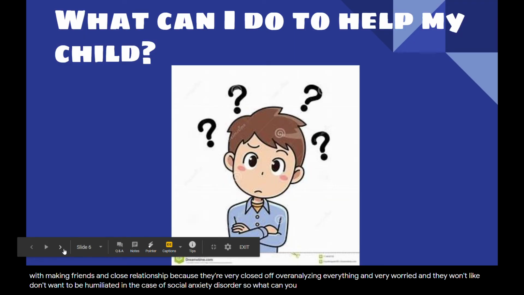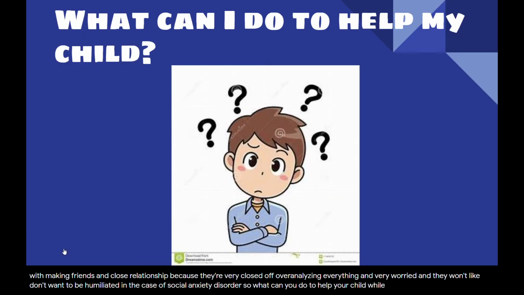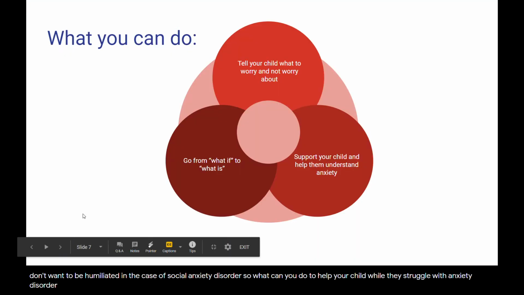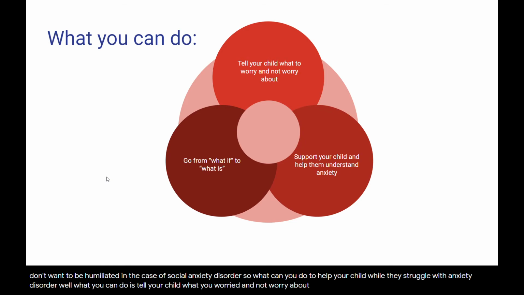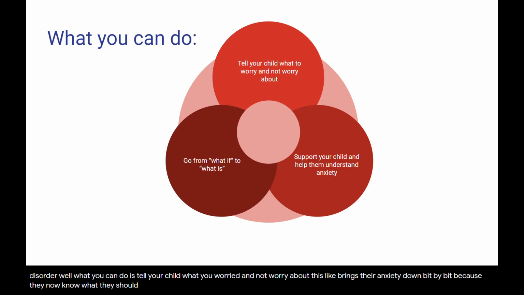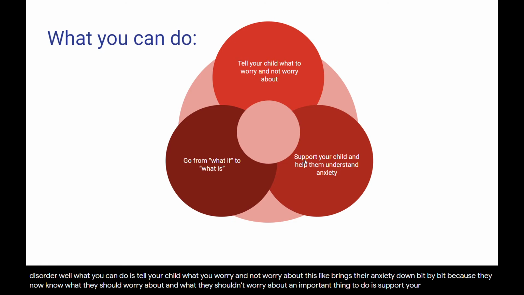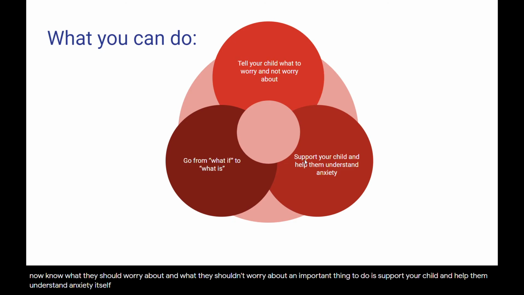So what can you do to help your child while they struggle with an anxiety disorder? Well, what you can do is tell your child what to worry and not worry about. This brings their anxiety down bit by bit because they now know what they should worry about and what they shouldn't worry about. An important thing to do is support your child and help them understand anxiety itself. Supporting your child is definitely the most helpful thing you can do because they will need it.